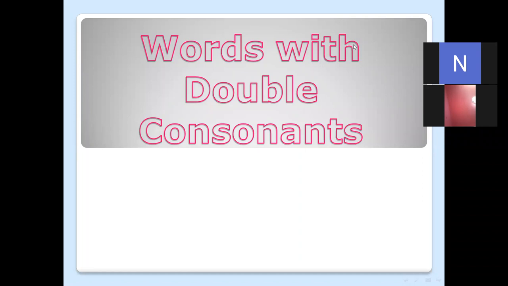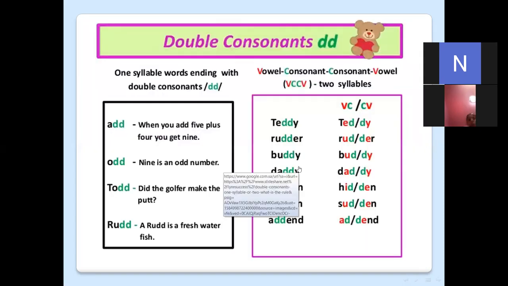Today we have a spelling lesson: words with double consonants. Let's start with the double consonant D.